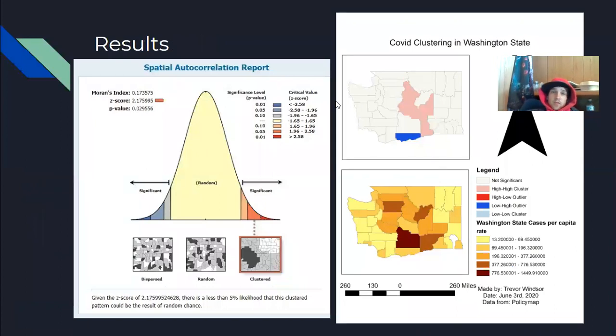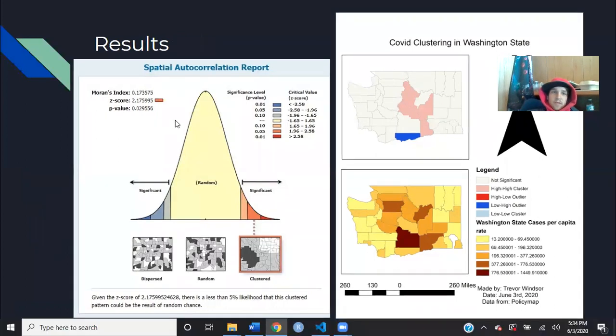And the results. This is the result of the global Moran's I test. We see that there is less than a 5% chance that this clustering is because of random chance. We see that it's most likely clustered. We have a z-score of 2.17, which is decently high. It's not outstandingly high, but it gives us a pretty low p-value of 0.029. So that's a 2.9556% chance this could have happened by random chance.